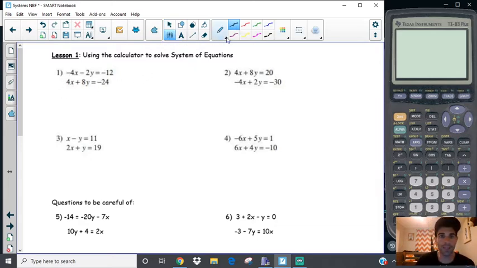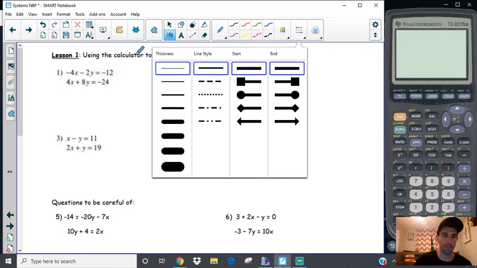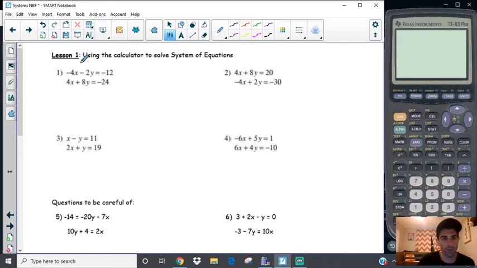So here we go, using the calculator. Again, you can do this by hand, but that's not what we're looking to do right now, it's just using the calculator. The first thing we want to make sure is that all the variables line up. So here I can see all my x's, here I can see all my y's, then the equal signs, and then my numbers. That's really important.